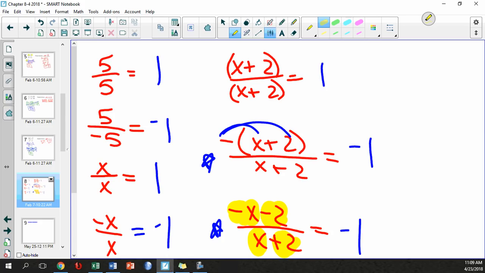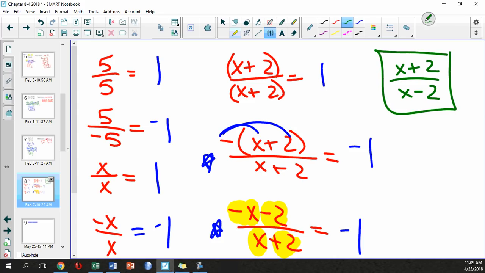So what I'm telling you is this, x plus 2 over x minus 2, guess what? This is exactly that. I can't cancel it out. It's done just the way it is. Do we all understand that? So the only time you can cancel out is if both terms have opposite signs, and then that'll be the negative 1 case. All right?